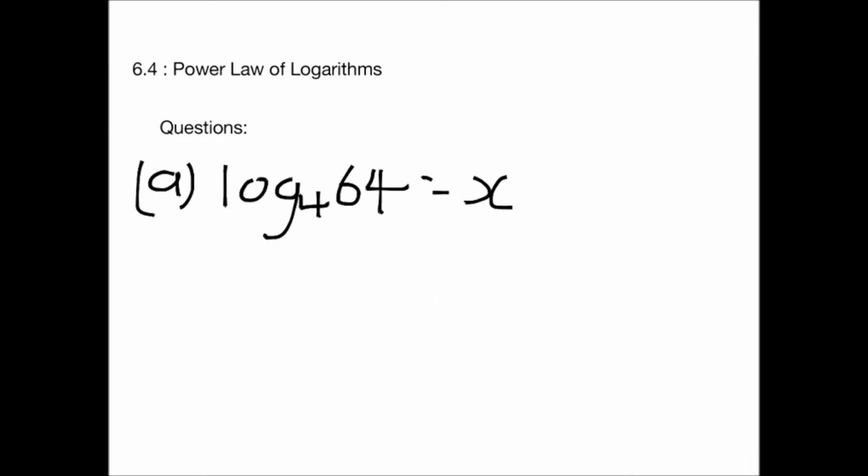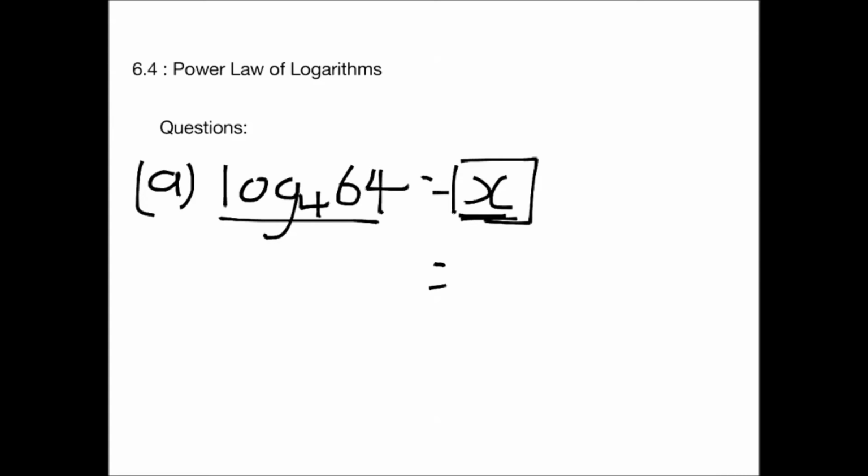So now I'm going to continue from 6.4, which is the power law of logarithms. Okay, so let's do some examples. Now we have to look for the x. We know the x is the power, the exponent. The x is the exponent. So right now we have to solve this in order to get the x.